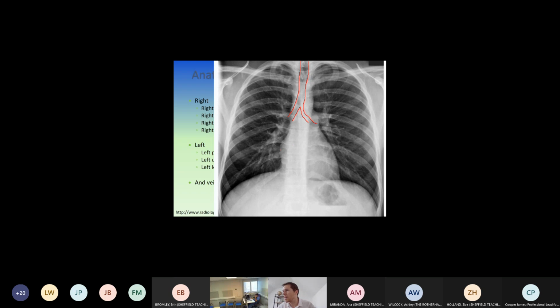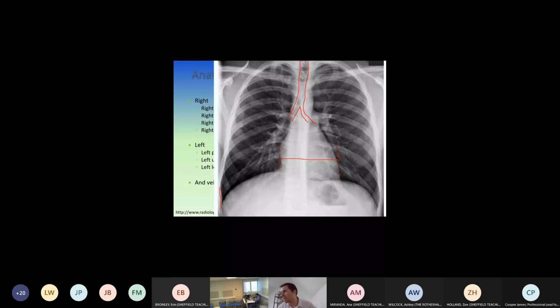What we're essentially doing, we're taking the widest point of the heart on both sides, which is there. I'm going to take that measurement there, and I'm going to divide it by the widest point of the inside of the ribs, which is there.